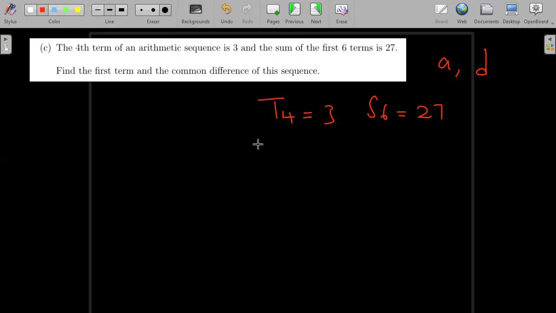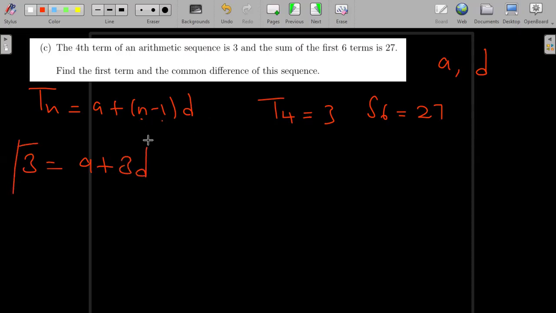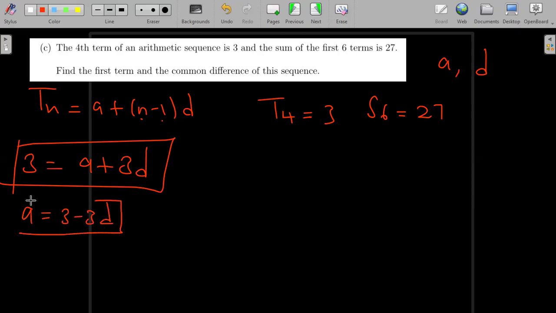Okay, so the nth term is A plus n minus 1 multiplied by D. So fourth term, it means our n is 4. So it will be term 4, which is just 3. So I'll write 3 is equal to A plus, since it's term 4, 4 minus 1, so that will be 3D. This one will be my first equation. We can write it in terms of A: A is equal to 3 minus 3D. We're going to use this one later.